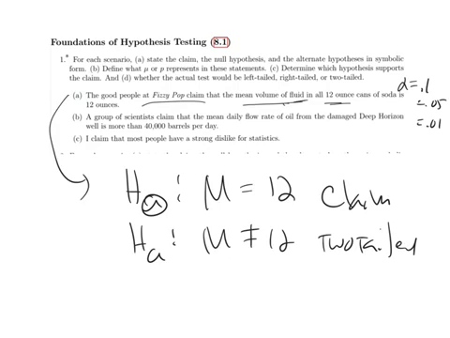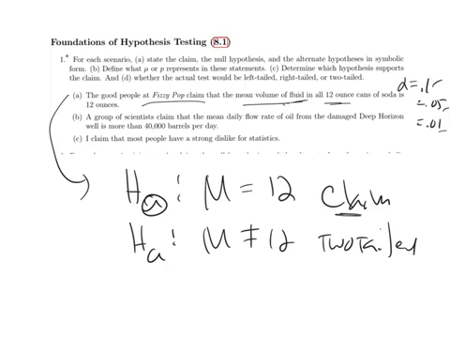A type 1 error says I'm going to reject H0 when I shouldn't. In this case, it would mean that the amount of fluid in these cans is not equal to 12 ounces, because that's what H0 says, and that's also the claim. So you have to be given one of these or decide on one.